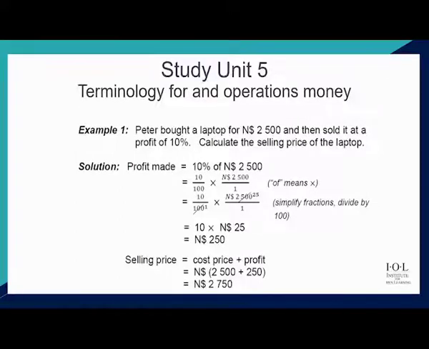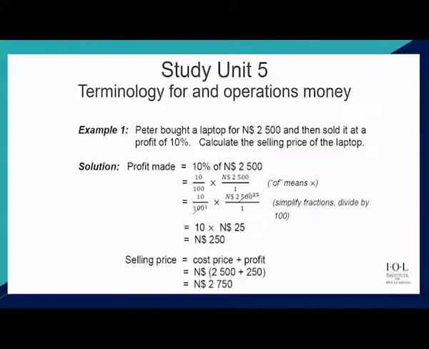You don't lose money. Loss is losing. Profit is making money. Profit is 10% of 2,500. How much is 10% that we say? It's 10 over 100 times 2,500 over 1. Then you do the mathematics and you get 10 times 25 and it gives you $250. Now, that is the profit he made.